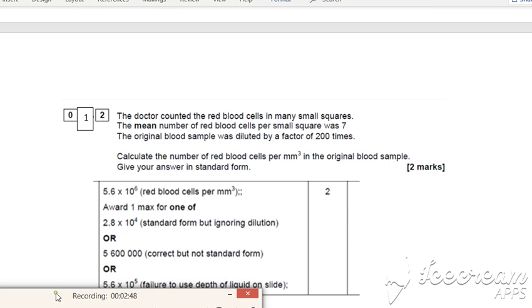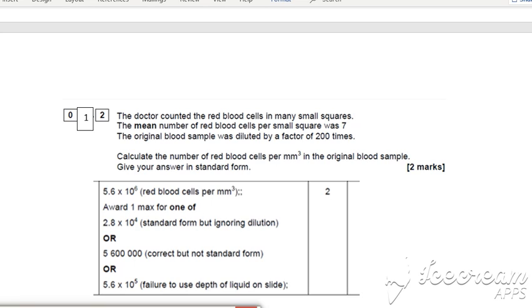So looking back at the mark scheme, if you've got 5.6 times 10 to the power 6, then that gets you the 2 marks, but you can get 1 mark for several ways of working it out. If you've used standard form but you've ignored dilution, so you've got 2.8 times 10 to the 4, that would allow 1 mark. If you've got the correct answer but you haven't put it in standard form, that would be 1 mark. Or if you've got 5.6 times 10 to the power 5, because when you've worked out the volume of the slide, you've not taken into account the depth, you've just worked out the area of the slide, this will also get you 1 mark.